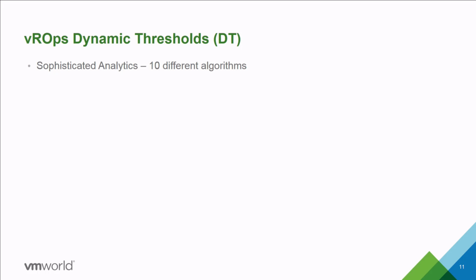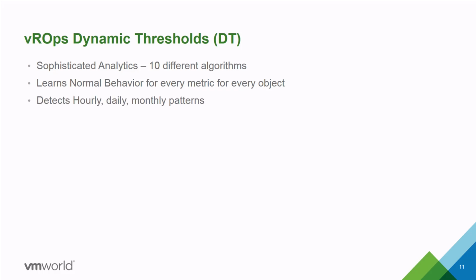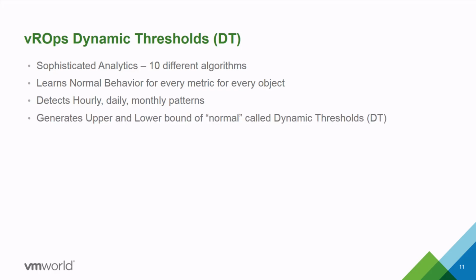So VROps, as you might be aware, does a lot of sophisticated analysis using many different machine learning algorithms on the resource usage data that it gets from vCenter server. And then it learns the normal behavior for every metric and every object that it manages. From this data, it detects the hourly, daily, and monthly patterns of resource usage. And then it determines the upper and lower bound of the normal distribution. And this is what it calls the dynamic thresholds. It then polishes this DT and filters it to come up with the final set of predictions.